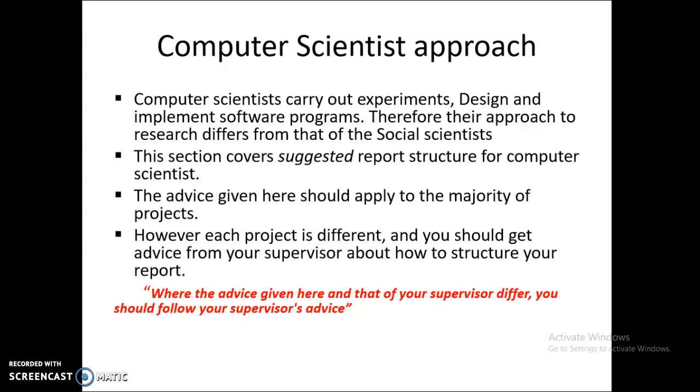So the focus of the previous video was to make emphasis on that, and also to show you how we structure reports based on the approach of the computer scientists.